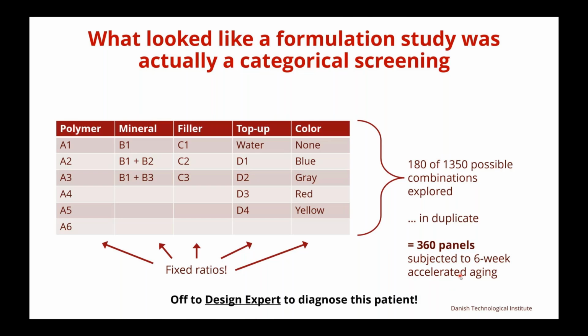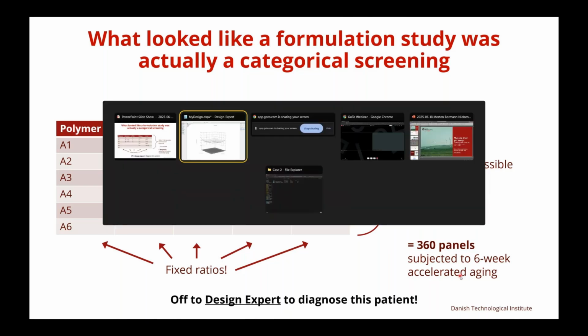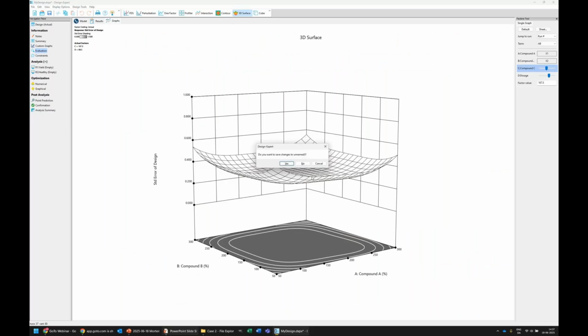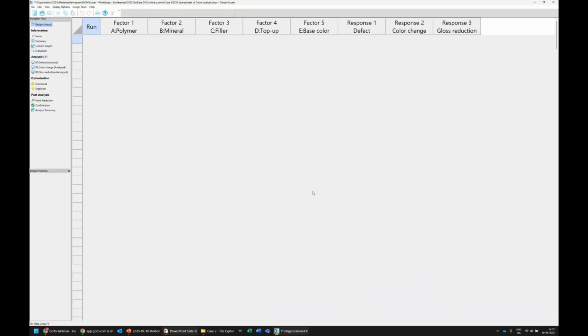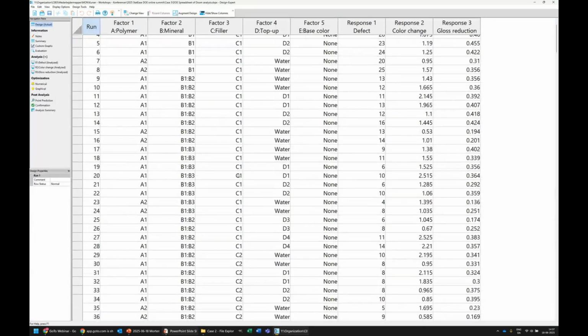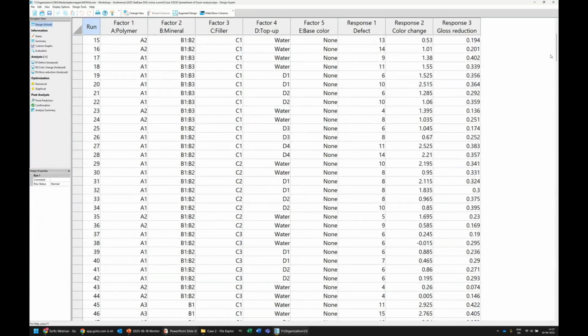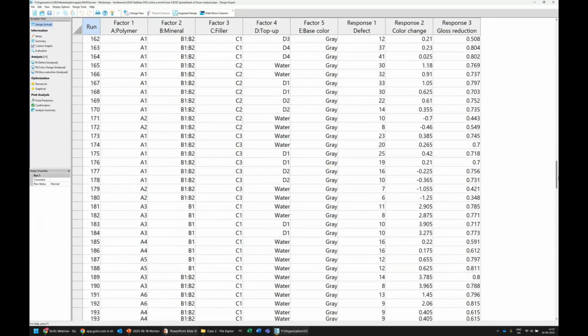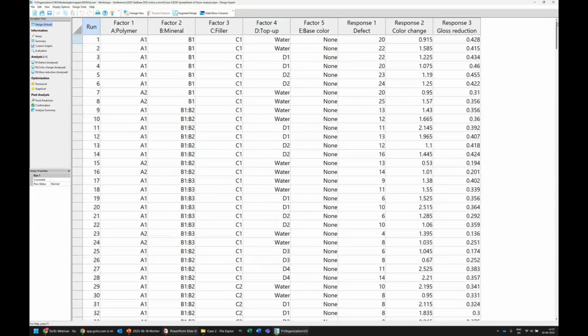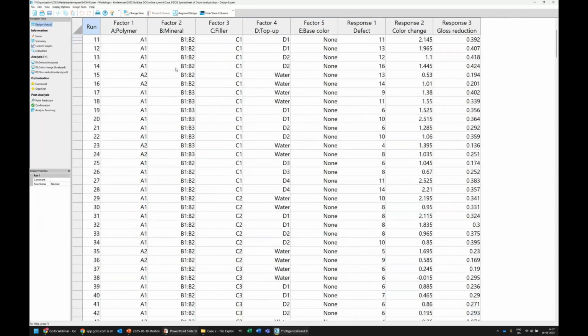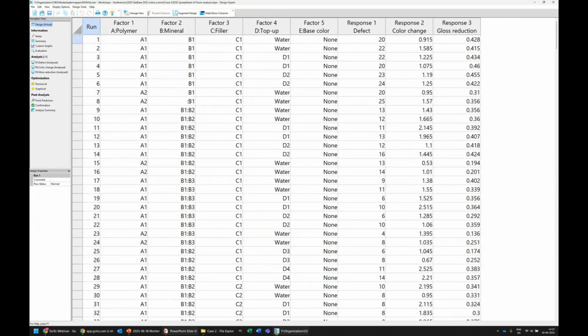But let's look at the data set that they had actually collected and what we can learn from it, just as it is. So I'll close this design here and open the full data set here. So this is the full worksheet of 360 data, or 340, sorry, data points. What can we learn from this? What model can we even build?